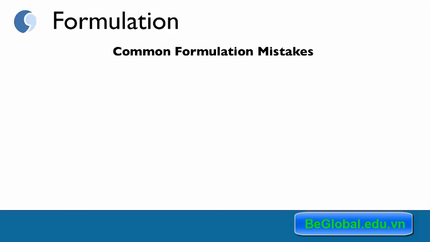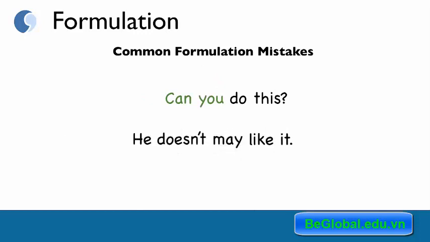Right, the third category of mistakes is using an auxiliary with the modal verb. Modal verbs take direct questions and negative forms. So the correct question is, can you do this? The correct negative is, he may not like it.